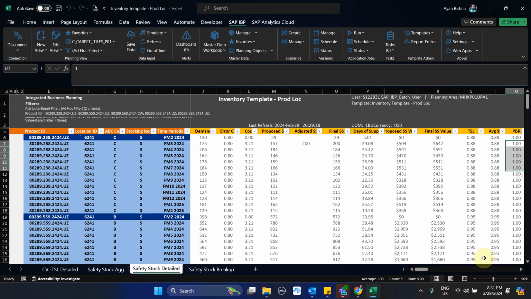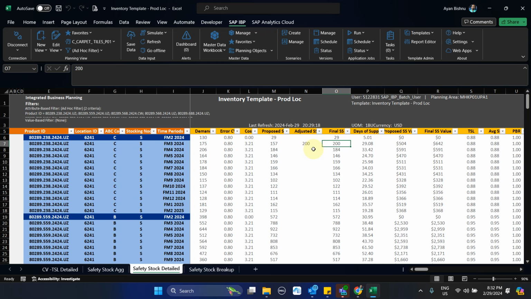A few things you need to understand: because IO is a black box, we really don't know how the algorithm works, but we know what kind of input has what kind of impact on the system. So a few points worth noting: if my forecast error is high, my safety stock will be high. If my PBR is high, my safety stock will be high. If my lead time is high, my safety stock will be high.